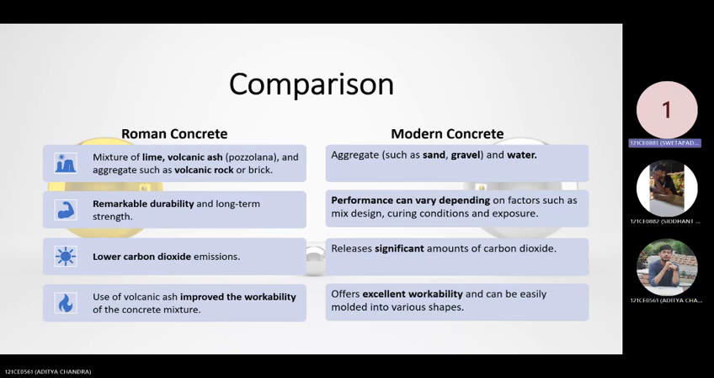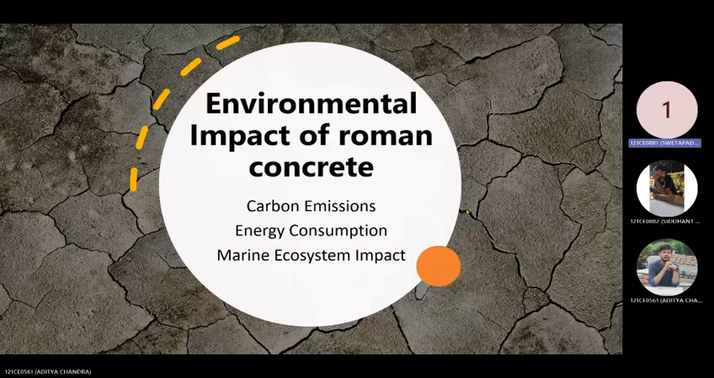Okay. Next slide includes environmental impact of Roman concrete. Roman concrete production generates carbon dioxide emissions due to energy-intensive process involved in lime production and hot mixing. Use of Roman concrete in marine structure includes habitat disturbance and long-term effect on marine biodiversity. Next slide, please.